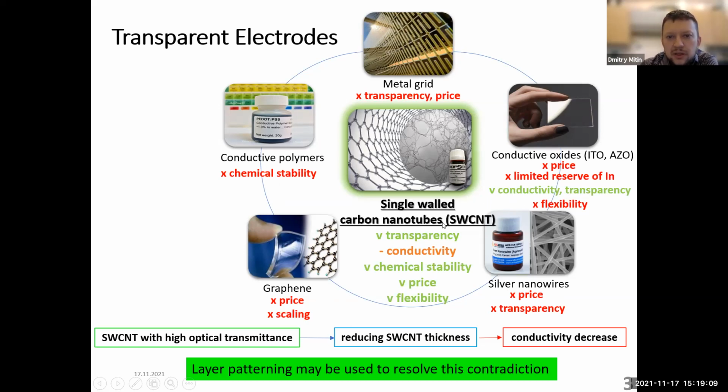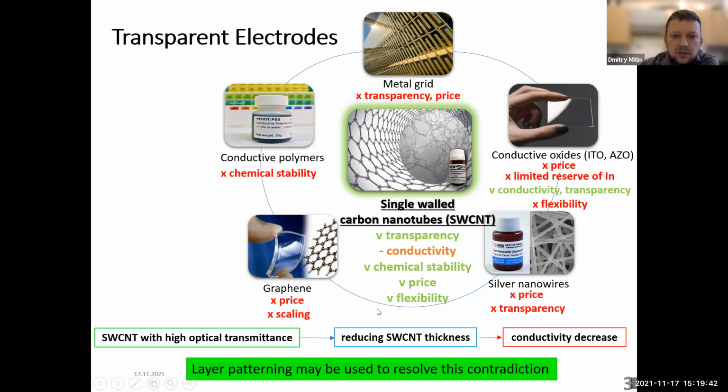Single-walled carbon nanotubes can be a good replacement for conductive oxides and metal grids because they have outstanding properties such as transparency, chemical stability, price, and flexibility, but we have some problems with conductivity. CNTs have high optical transmittance, but how do we increase conductivity?